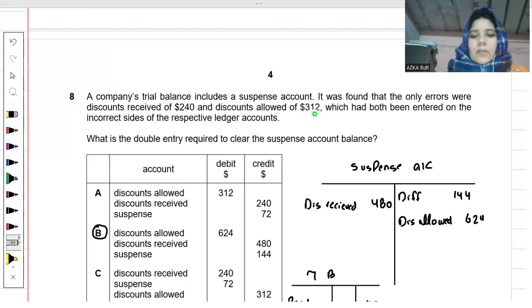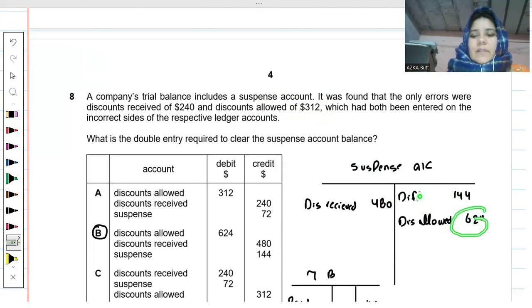And discount allowed should be debit, but we mistakenly credited it. So again, this will cancel out if we record it on the debit side. So we have to record it on the debit side, but with the double amount. So 312 and 312 will be 624. So here we can see that the suspense account is debit and the suspense account is credit and the discount allowed account is debit by the 624.